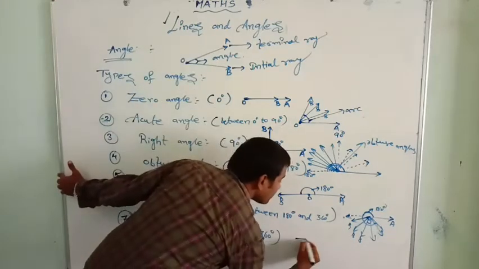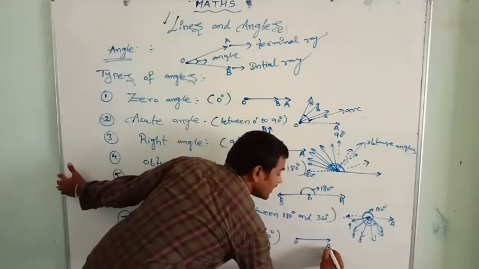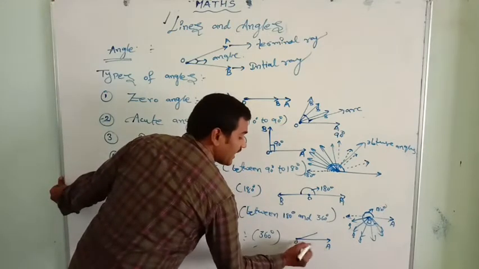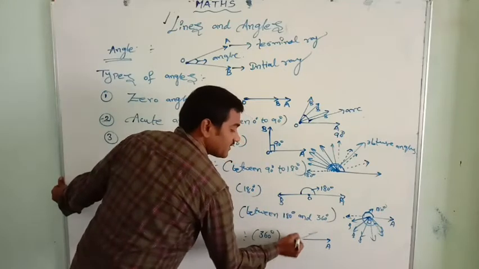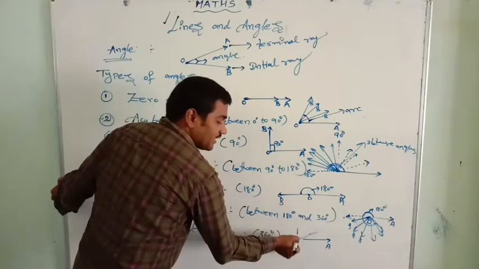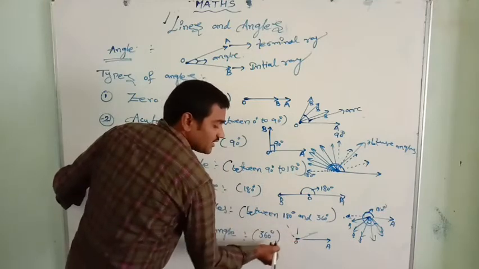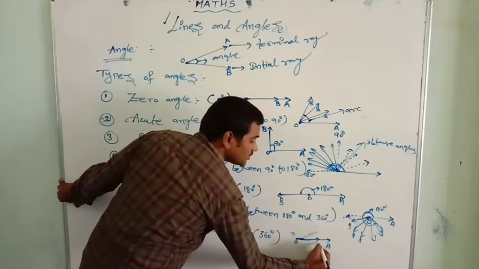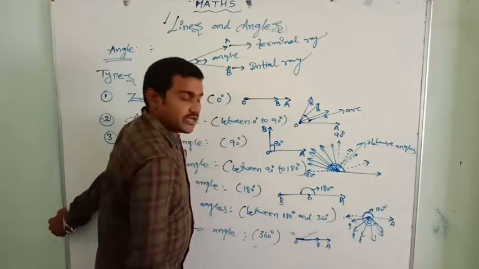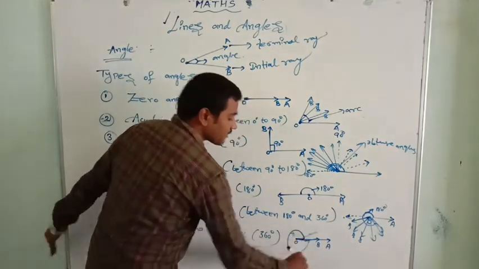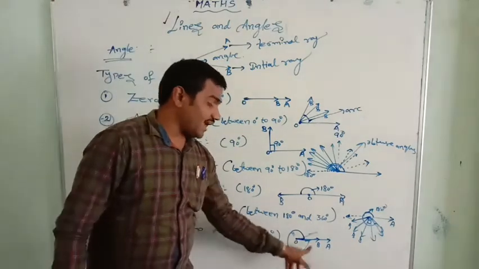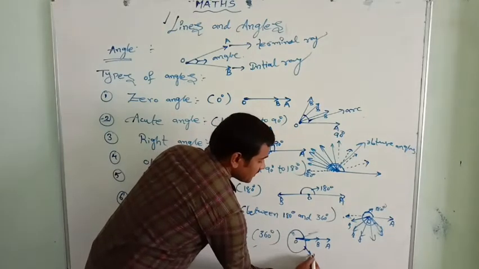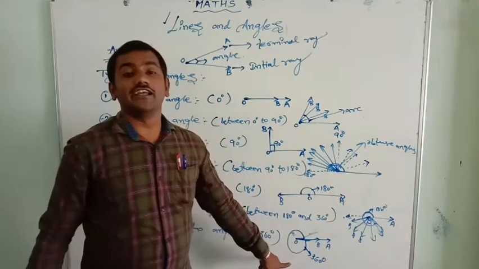Suppose let me take here. OA is the initial ray, and OB ray is starting, making acute angles here and going like this, making a right angle, then an obtuse angle and a straight angle, then a reflex angle, and coming back to the initial position of the initial ray. So here you can see one complete rotation. You can see the position of the arc is made 360 degrees.